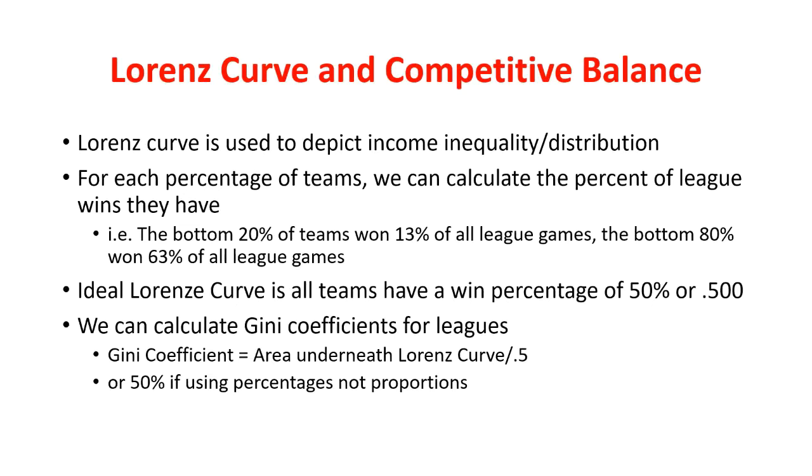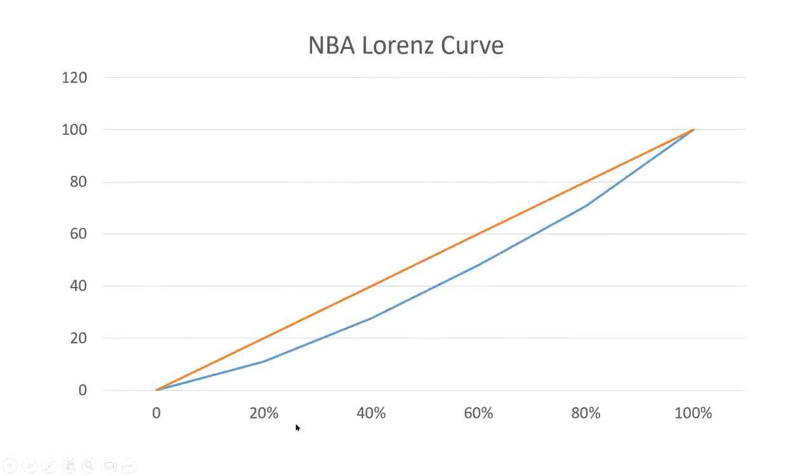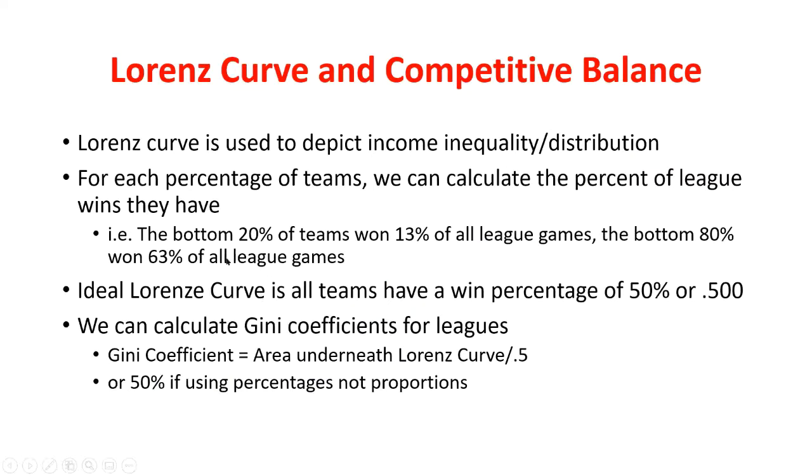And then the bottom 40% of people might own 13% of the income, right? And you just plot these points, right? So here's the bottom 20% and what their income would be. We can do a very similar thing, but with wins, right? The bottom 20% of teams might only have won 13% of the league's games. And if I look at the bottom 80% of teams, they might have won 63% of the league's games.